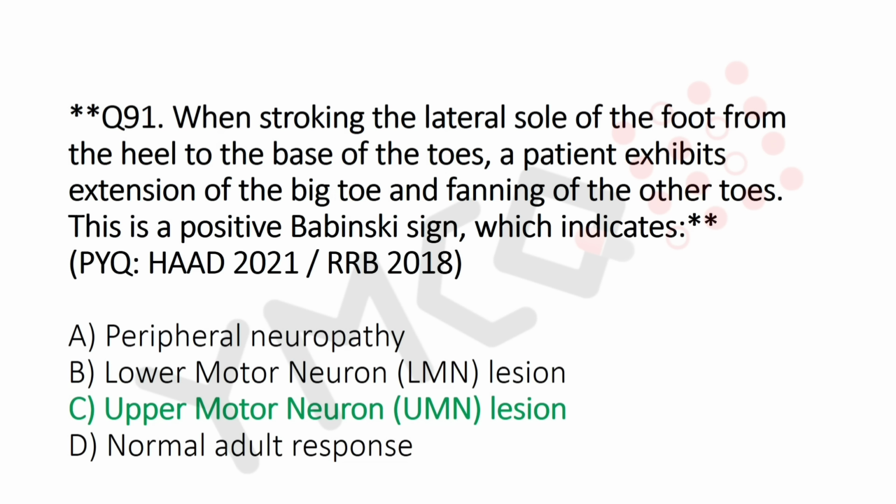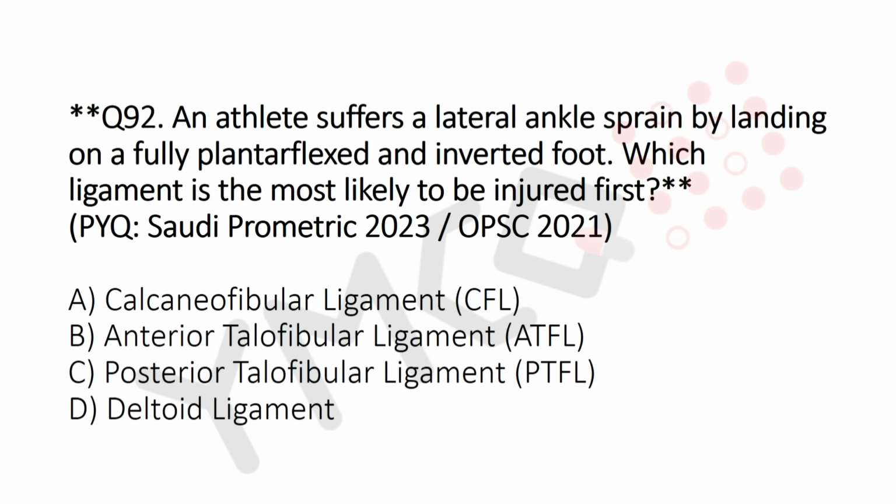Now let's move to question number 92. An adult suffers a lateral ankle sprain by landing on a fully plantar flexed and inverted foot. Which ligament is most likely to be injured first?